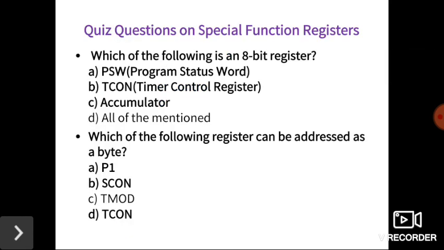Next, quiz questions for special function registers. First question: which of the following is an 8-bit register? The options are PSW, program status word, TCON, timer control register, accumulator, or all the mentioned. The next one: which of the following registers can be addressed as a byte? The first option is P1, second option is SCON, third option is TMOD, and fourth option is TCON.